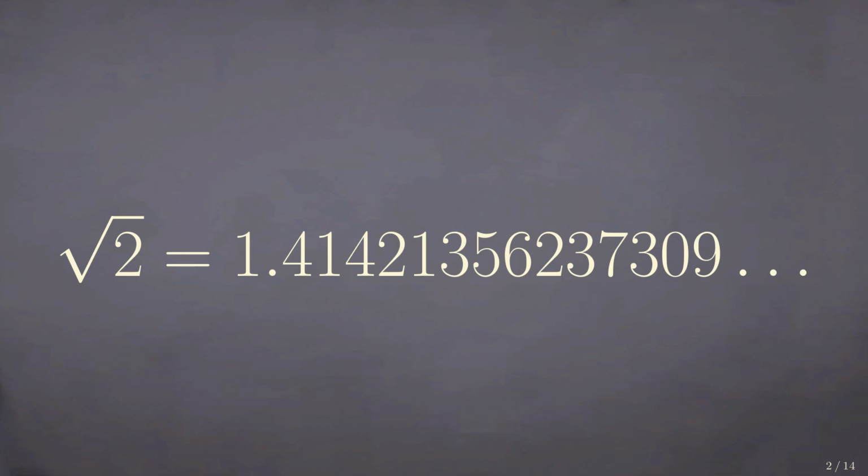But have you ever wondered how we actually get these decimal expansions? The example of understanding how we get this decimal expansion of the square root of 2 actually gives us a nice way of understanding what a limit is.